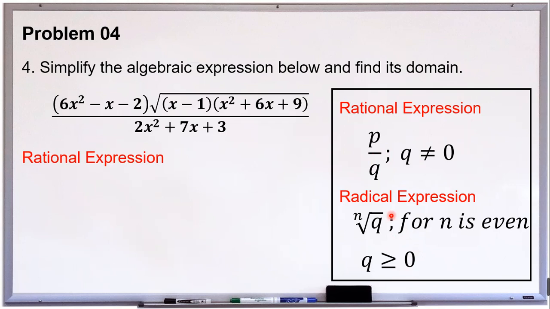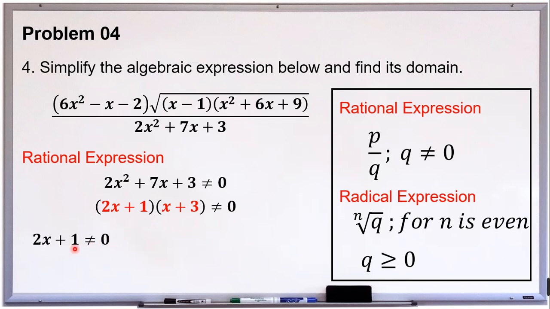So let's start with the rational expression. Again, the denominator here should not be equal to 0. So you have 2x squared plus 7x plus 3 not equal to 0. To solve for x, we're going to factor this quadratic expression. So you have 2x plus 1 and x plus 3. This is by the trial and error method. Next, let's solve for x in each of the factors.